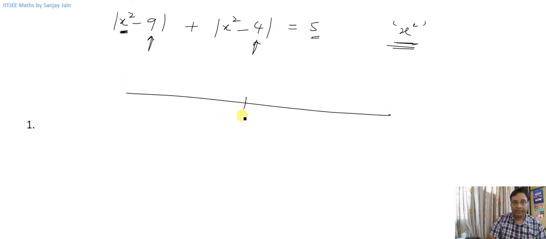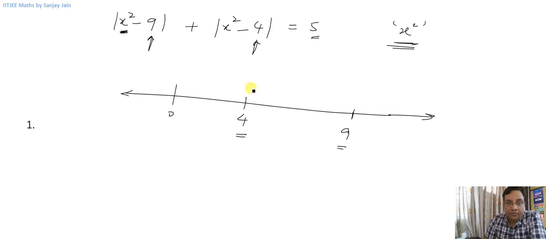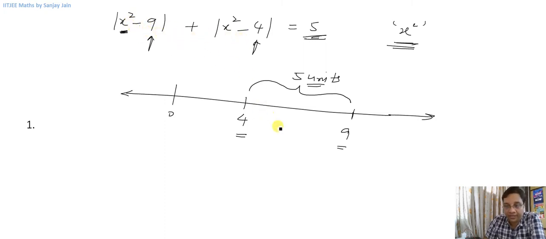If I write this as 4 and this as, let us say, 9, okay, this is a number line. Let me write 0 also. So this is 4, this is 9. What is the distance between 4 and 9? Obviously it is 5 units, which is written on the right hand side. And I am looking for a number x², the sum of distances of which from 4 and 9 is equal to 5.